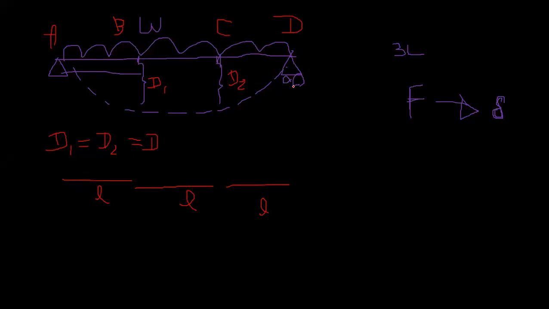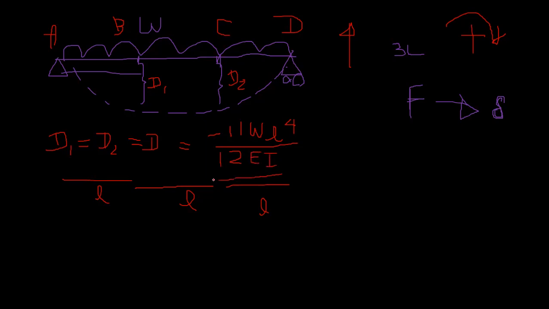For this, earlier I had only rotations, right? Sign convention: here I have the things the other way around as well. So I will consider the clockwise positive for the rotations, and the forces in the upward directions are positive as well as the displacement. So D1 and D2 are in the negative direction, the downward direction. So those are negative, right? So that's going to be minus 11 WL4 over 12 EI.